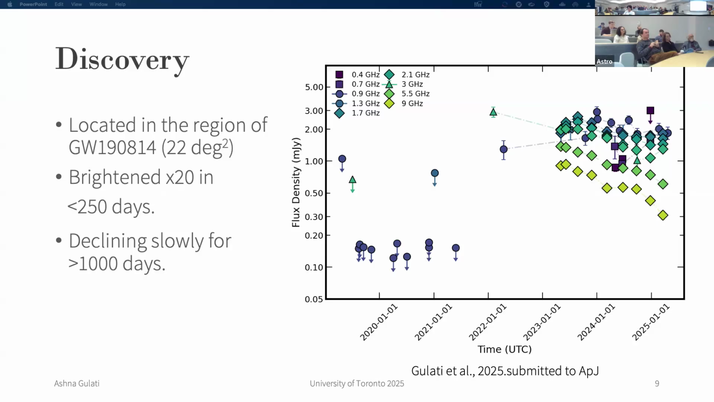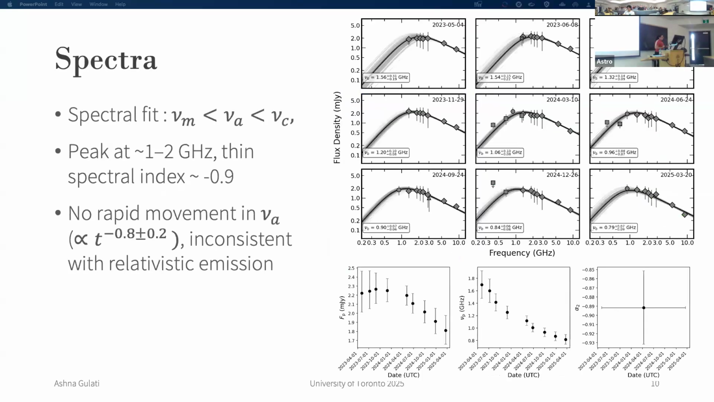So the lighter colors here depict the higher frequencies, and the darker colors are the low frequencies. So you've got the ASKAP non-detections just there, and then this is the entire GMRT and MeerKAT follow-up of that. This transient also has a peak spectrum. So we fit a smoothly broken power law to get out the peak flux, peak frequency, and the optically thin index. And we find that the peak is at about 1 to 2 gigahertz, and the thin spectral index is about -0.9, which is very consistent with synchrotron emission.